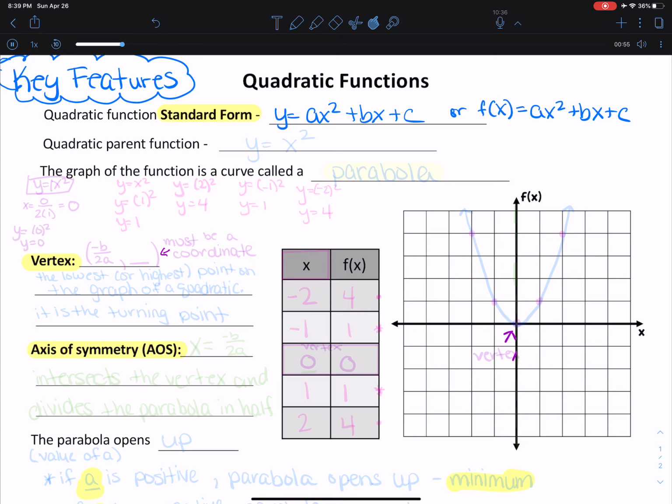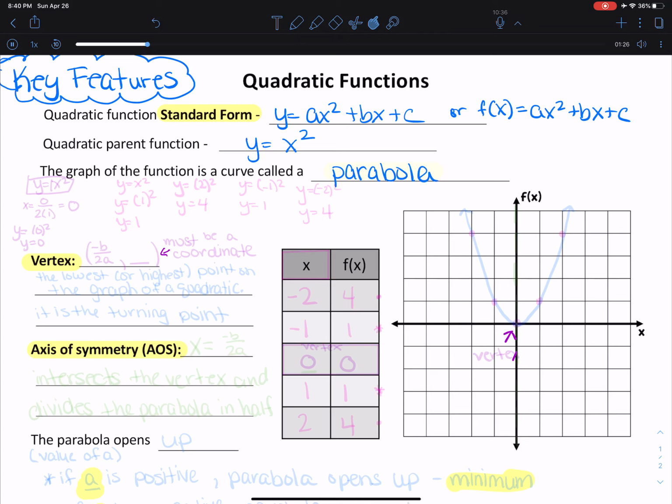So next, the parent function is going to look like y equals x squared. So the parent function is the simplest function in a quadratic family. So it's so simple because it's just y equals x squared, and that's it. Right? The graph of the function is a curve. So when we draw it, it's going to be a curve, and we call that curve a parabola.